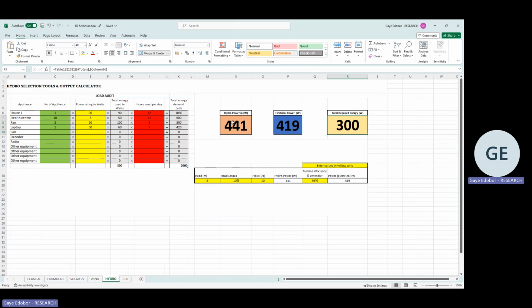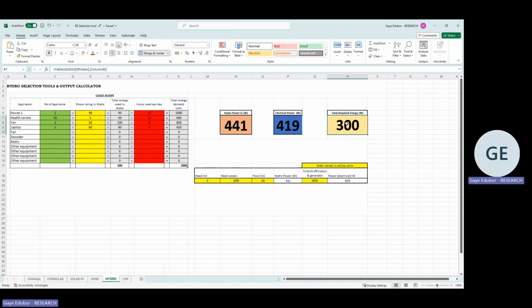So you have the power from the hydropower or from the turbine. In this case, it's going to be 441 watts because we're using an efficiency of 95%. That is where you get the electrical power. So this is the power that will be gotten from this setup as related to the required power.